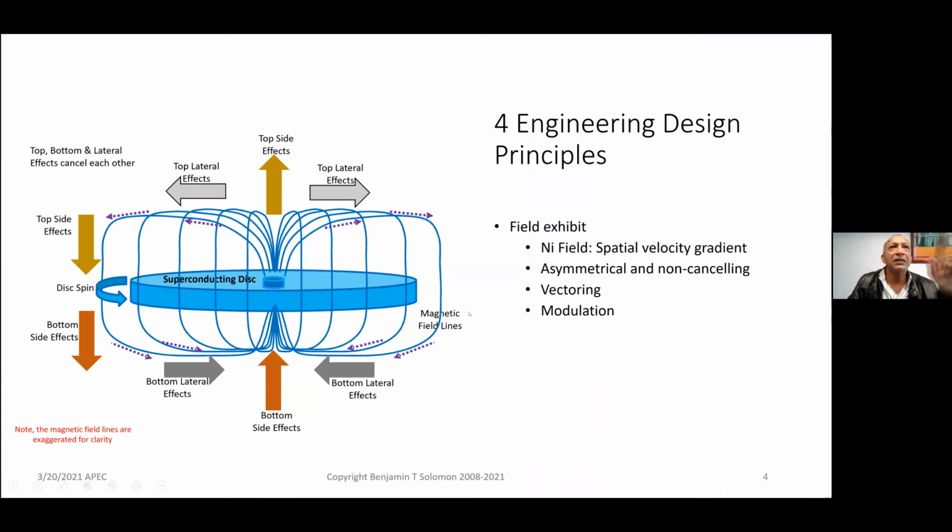Okay, so you have seen this. Basically, there are four engineering design principles. First is spatial velocity gradient. Second is asymmetric and non-canceling fields. Third is vectoring. And fourth is modulation. When we design an engine, we have to have a gravity modifying engine, we have to take into account these four considerations.